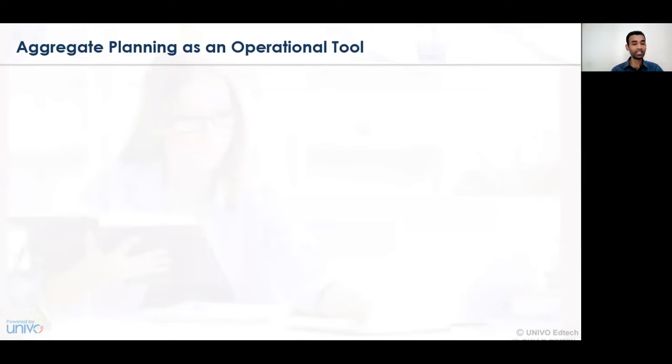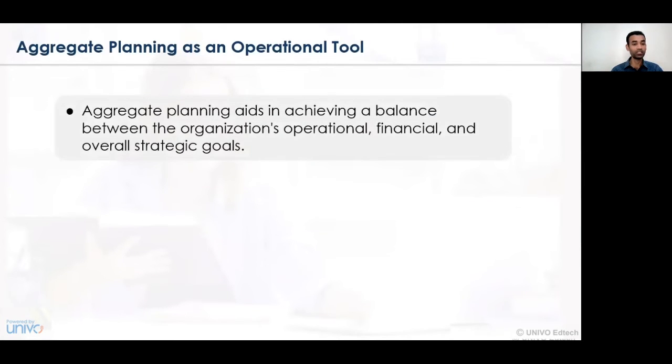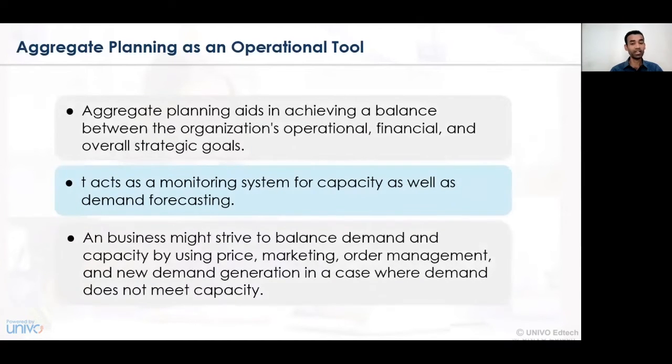Now, how does aggregate planning act as an operational tool in the organization? The aggregate planning aids in achieving a balance between organizational, operational, financial, and overall strategic goals. The strategic goal aims to increase either the vision, mission, and policy statement, the control on the long-term and short-term objectives, and the achievement of the objectives of either profit maximization and wealth maximization. All those activities need to be there in an effective way, and such activities need to be controlled as and when required.